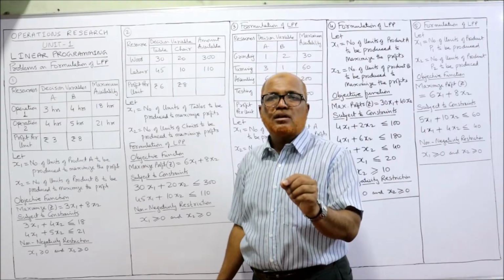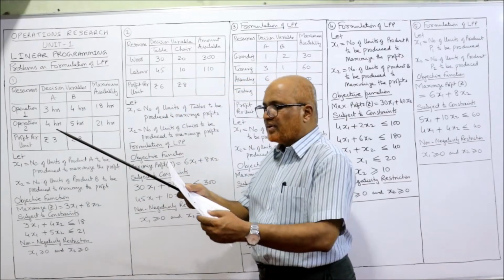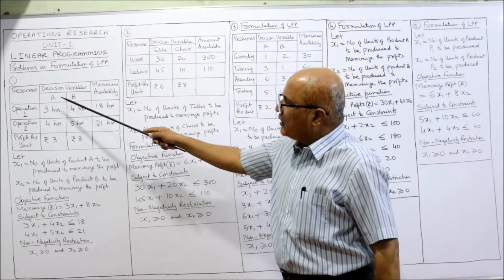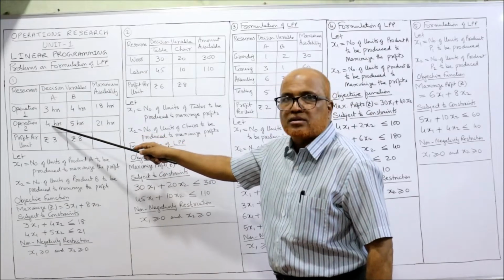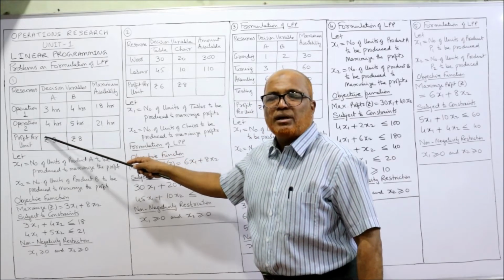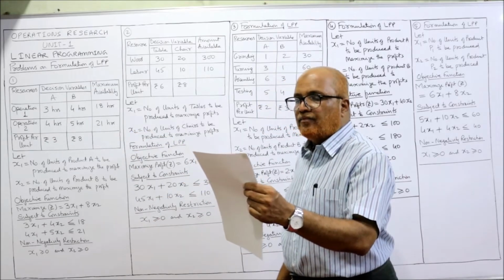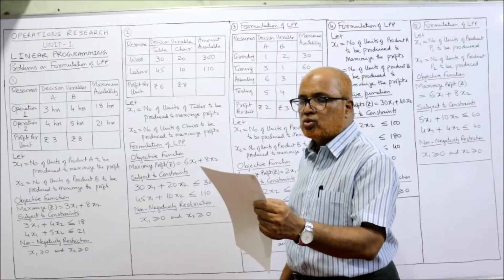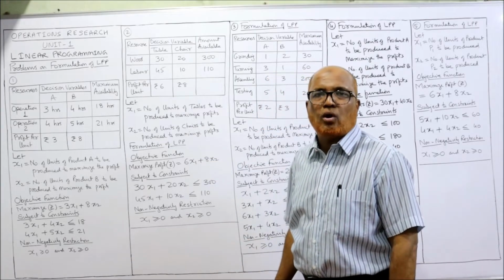Now, how much time is required for A product on operation 1 and operation 2? It is given in the first line. The processing times are 3 hours and 4 hours per unit for A. This is A: 3 hours and 4 hours. 3 hours on operation 1, 4 hours on operation 2. This much time is required to make 1 unit of A product. Similarly, 4 hours and 5 hours per unit for B on operation 1 and 2 respectively. So 4 hours on operation 1 and 5 hours on operation 2.